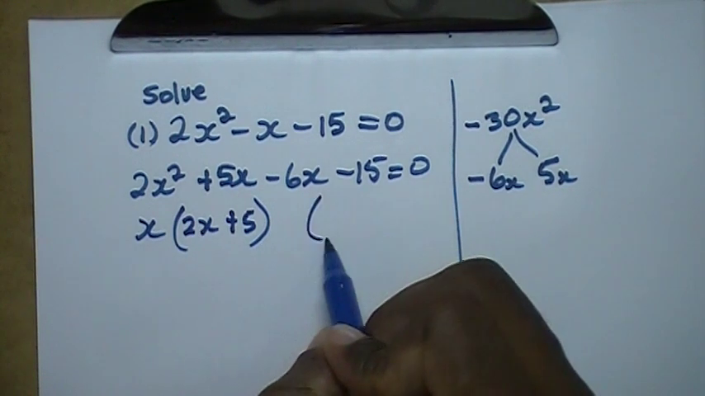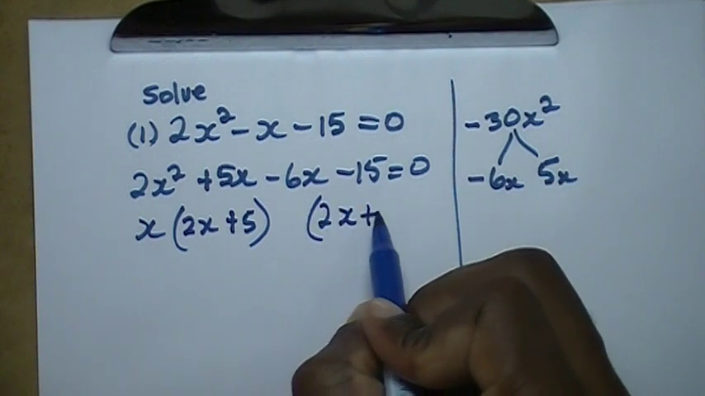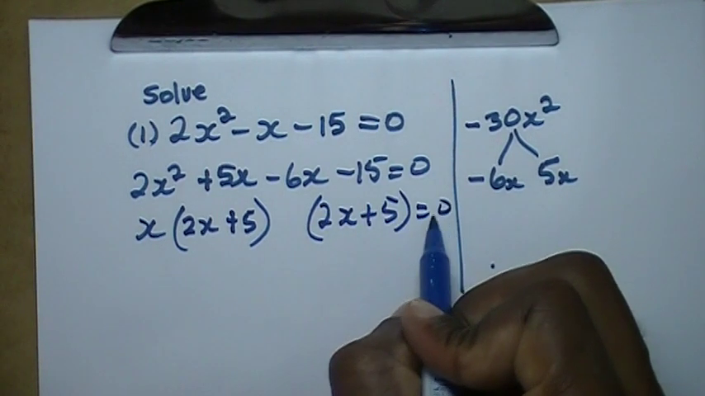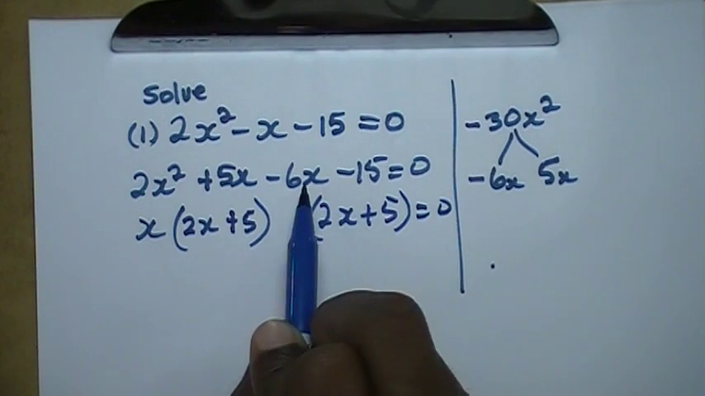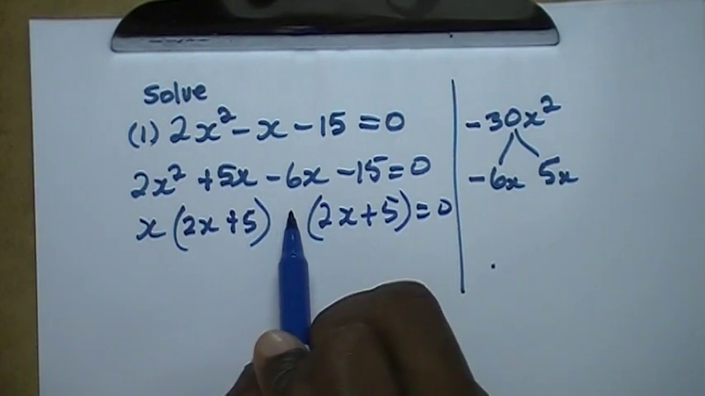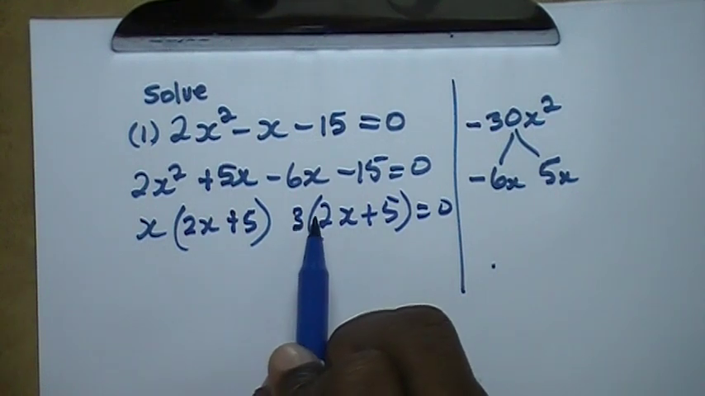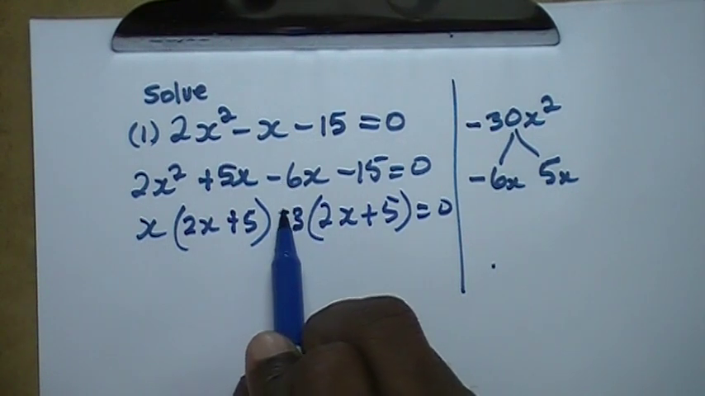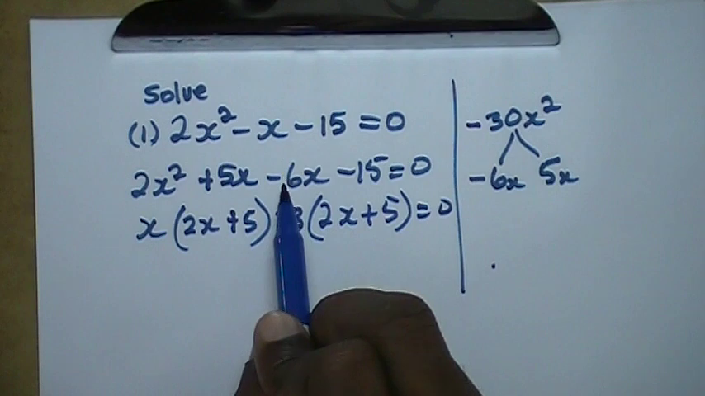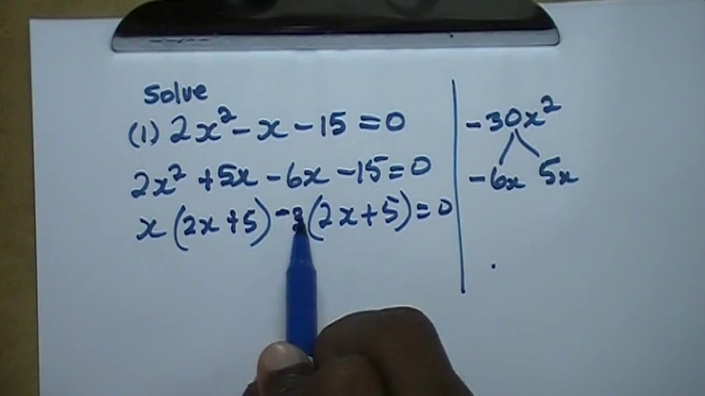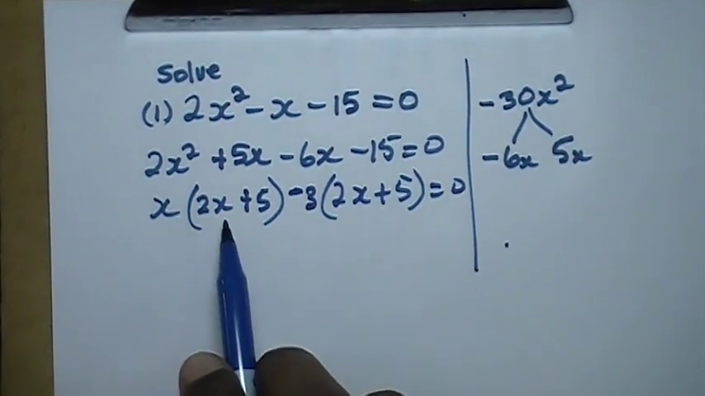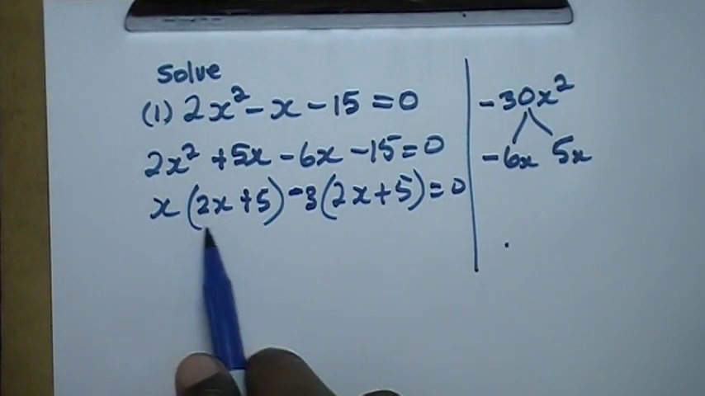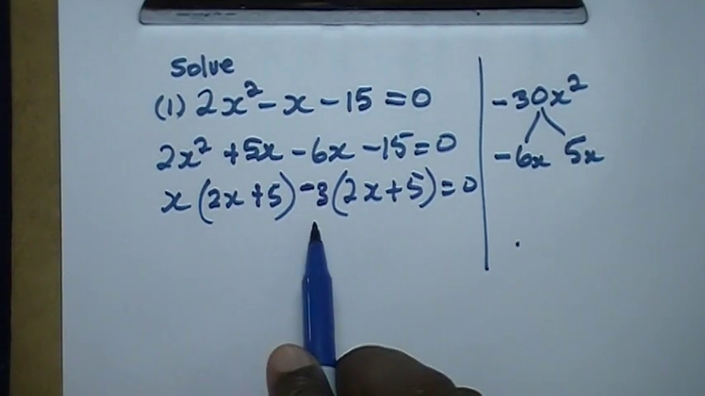We write back the same thing here: the 2x plus the 5. What term will we put here to give us back these two on top? Well, 3 twos is 6, so we put 3. This is positive, so we make this negative. Unlike signs multiplied give us negative. So negative 3 times 2x gives us negative 6x. Negative 3 times 5 gives us negative 15. Now we need to factorize this part and this part.